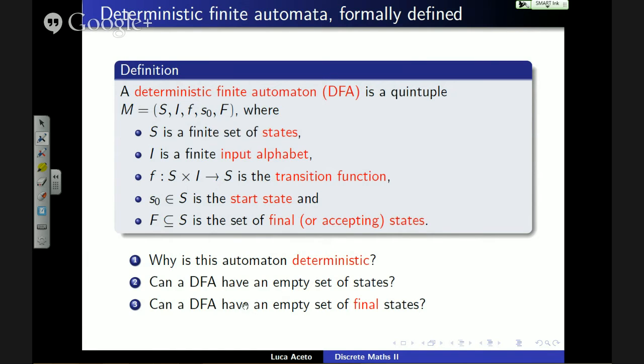I've already answered the last question. An automaton can have an empty set of states. In fact, we already drew one that had no states whatsoever. But let me ask you the second question. Can a DFA have an empty set of states? Can S, capital S, be empty? No, of course not. Why not? Because of the start state. There has to be a start state. And the start state is always a state.